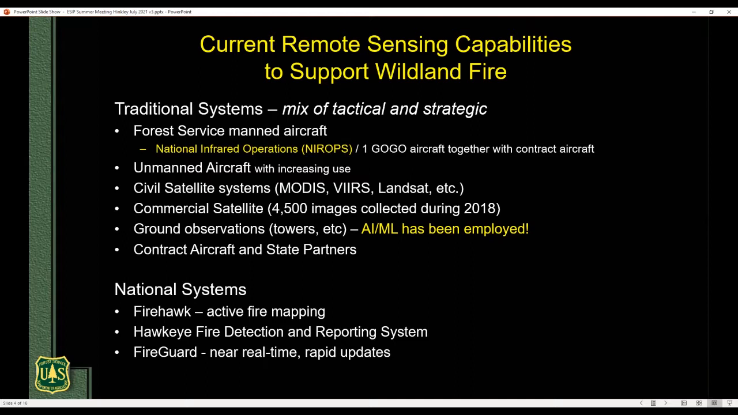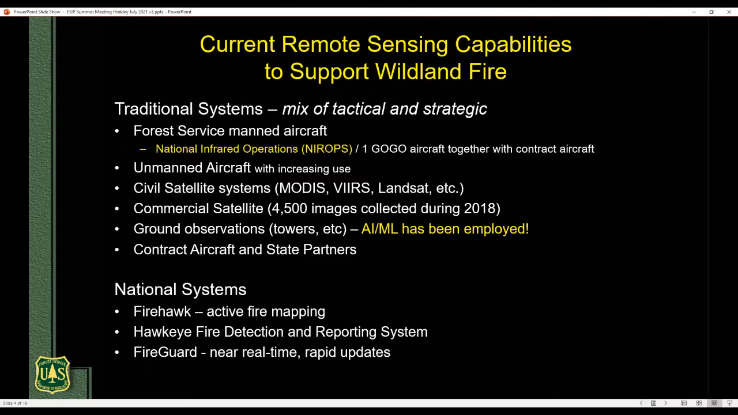We use commercial satellites, Maxar and others. Ground observations, many of you are probably familiar with fire towers. They're kind of an old-timey thing, but now they're coming more back into use. Some of them have automated scanning cameras on board, and we actually have used artificial intelligence and machine learning to detect smoke in those camera systems. There's a very extensive network in California where they're scanning the horizon looking for smoke.